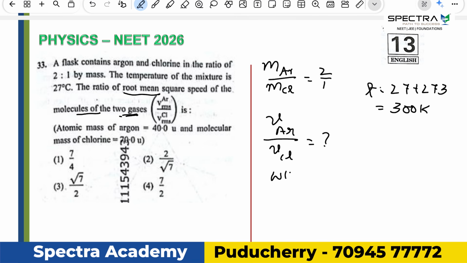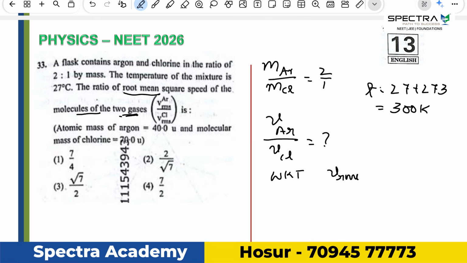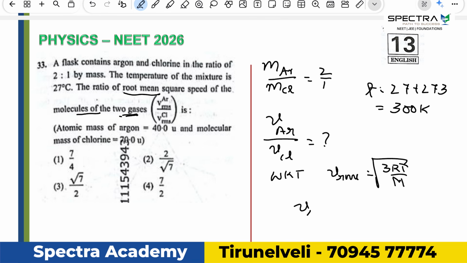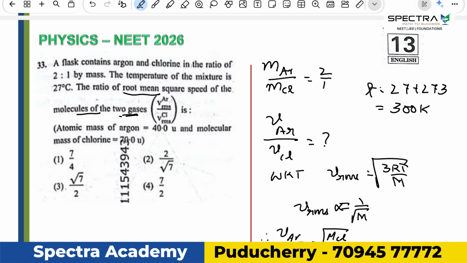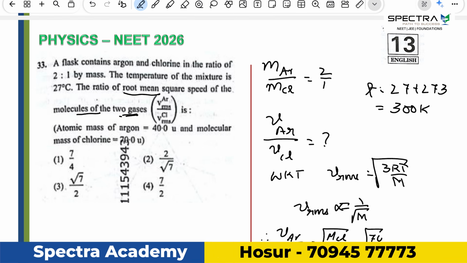So we have to understand clearly that VRMS is equal to the square root of 3RT by capital M. So at constant temperature, VRMS is inversely proportional to the square root of the molecular mass. Therefore, V argon to V chlorine is equal to the square root of the mass of the chlorine divided by the molecular mass of the argon. Simplifying, root of 70 divided by 40, we get root 7 divided by 2. Hence we can select option 3 as the right answer.